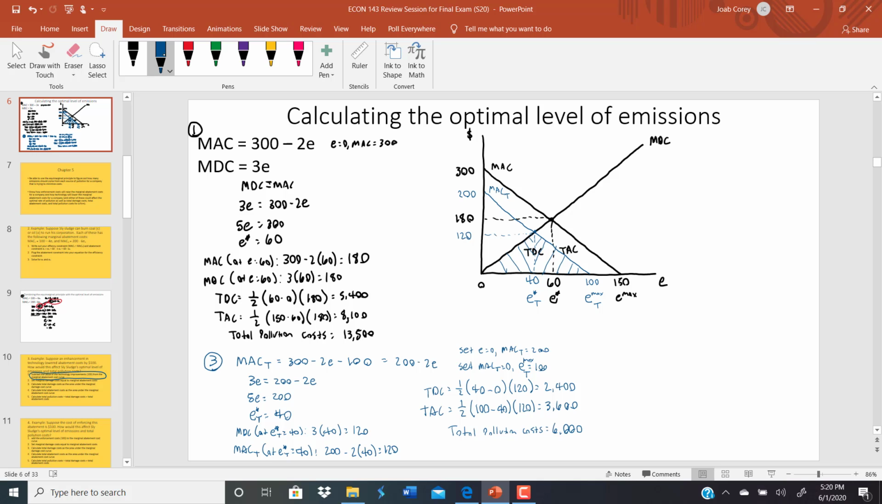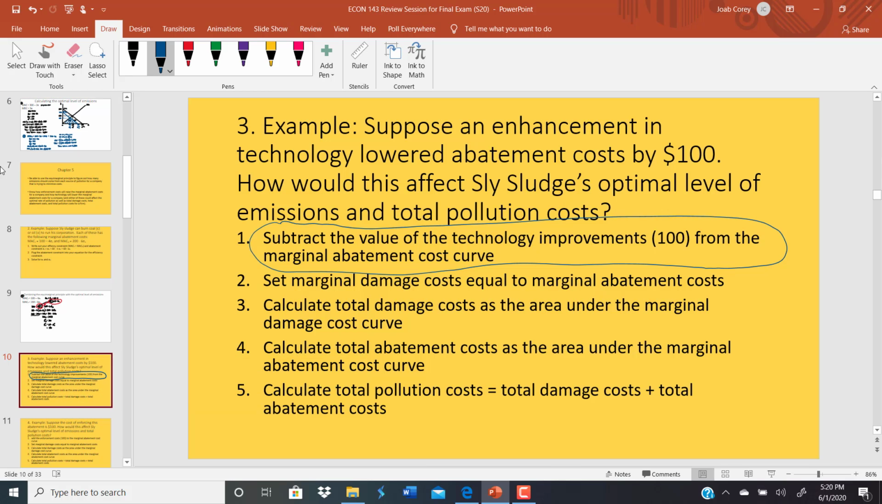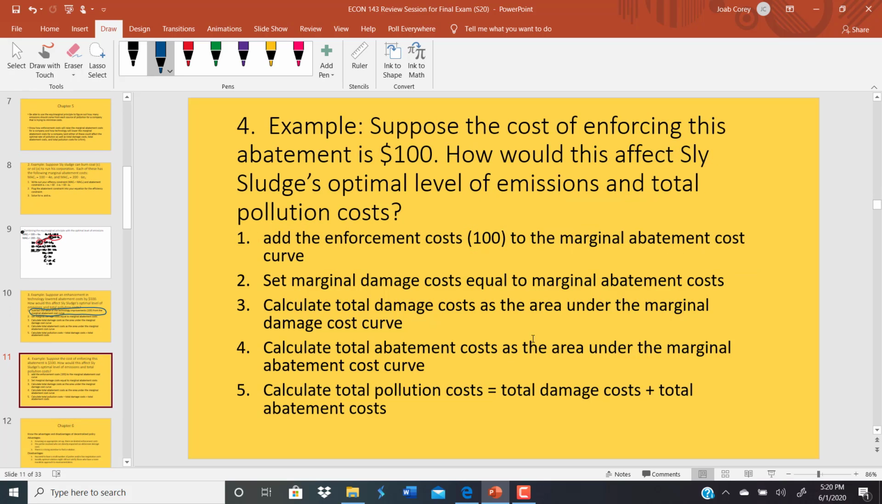With that in mind, do notice that again, it reduced both the damage cost because you have less emissions, as well as the abatement cost because it was cheaper to abate emissions with this new technology in place. All right, so again, that's answering question number 3. Now, remember, technology subtracts from our marginal abatement costs, but the cost of enforcement will add to our marginal abatement costs.